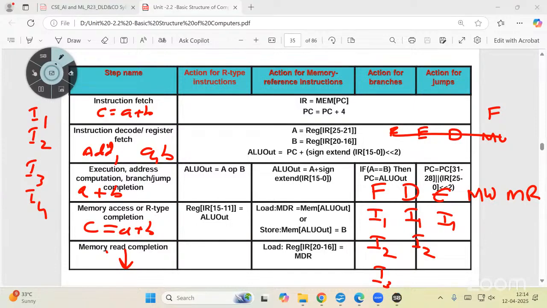So that concept is called the pipelining concept. I think you are not having it in your syllabus, but you can remember that word, pipelining. Pipelining is executing multiple instructions parallelly, without overlapping.